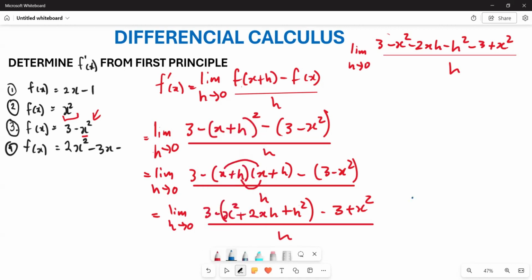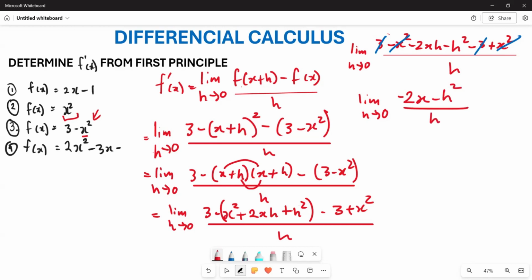Look, the 3 and the 3 are going to cancel each other, right? The negative x squared and also the x squared are going to cancel each other, right? What is it that you are left with? You are actually left with your limit as h approaches 0, which is going to be the same as negative 2xh minus h squared over your h.